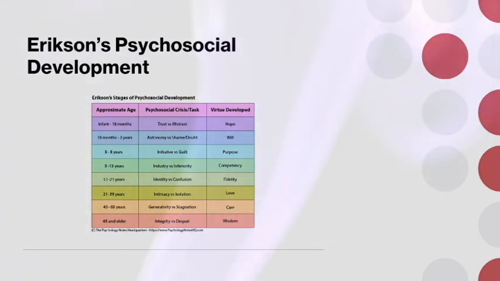Then we come to middle adulthood. Here we can argue, 40 through to 65. And this is what we call generativity versus stagnation. And so middle adulthood is characterized by a focus upon career, on family, on contributing to society. It's the prime earning years.